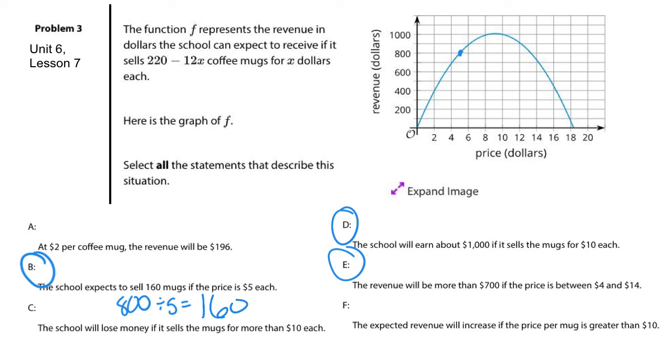D, the school will earn about $1,000 if it sells the mugs for $10 each. That's right here on your graph. And E, the revenue will be more than $700 if the price is between $4 and $14. So that's looking at this part of the graph right here, everywhere where the revenue is above $700.